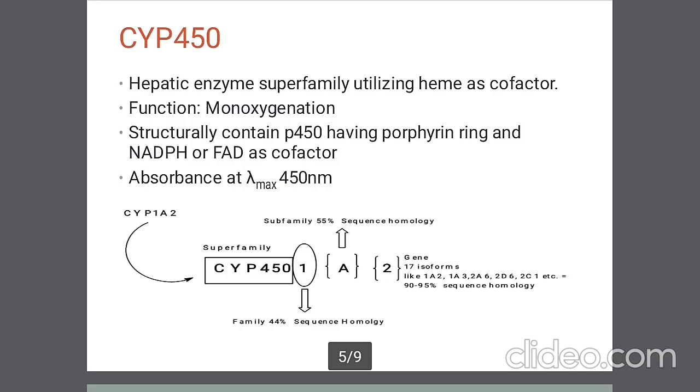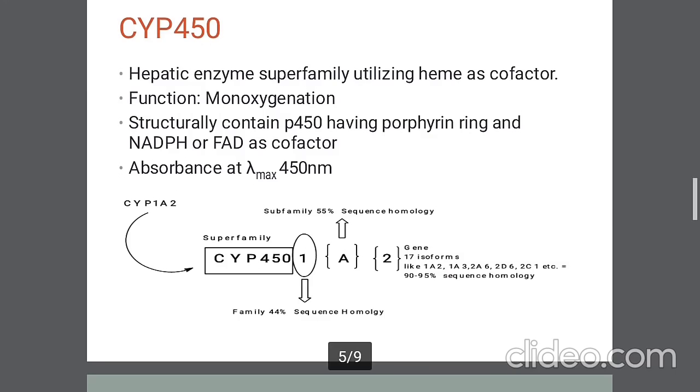So all those having 55% sequence homology will go in CYP1A. All those that are 45% different in the sequence will go to CYP1B and CYP1C and so on. Next is the 2, so CYP1A2. What is this 2? The 2 indicates the gene which is responsible for coding that CYP1A.